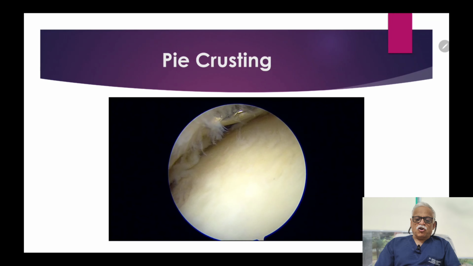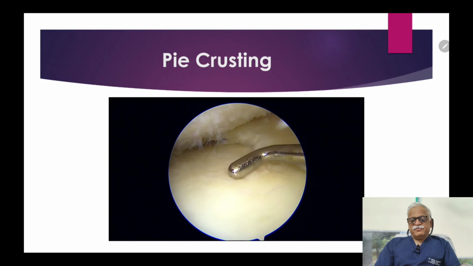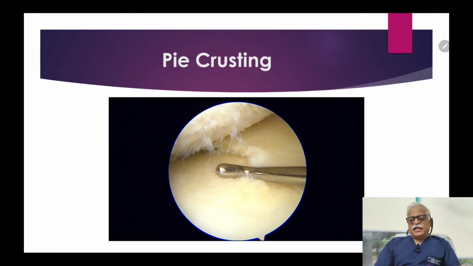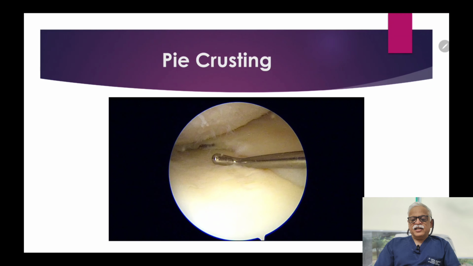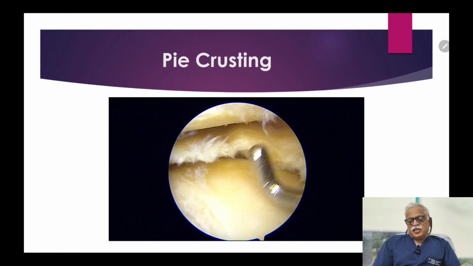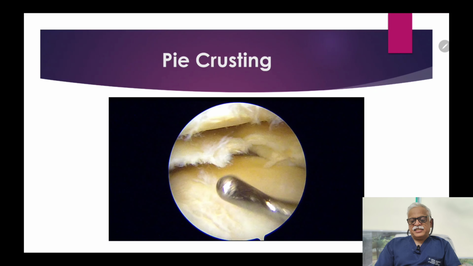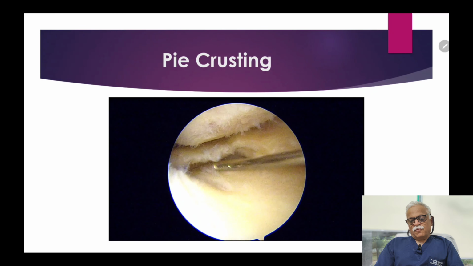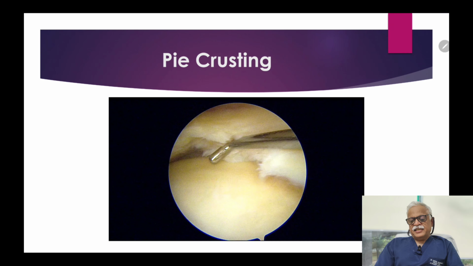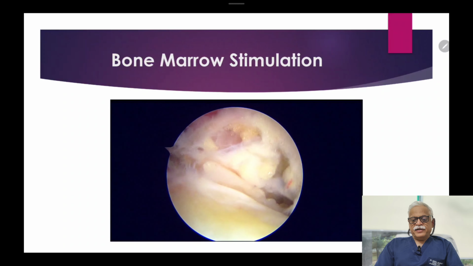approach the posterior horn of the medial meniscus, in which a needle is taken and gradually the MCL is lengthened under control. So this allows you to reach the posterior horn comfortably without damaging the articular cartilage. So pie crusting helps in treatment of meniscal repair, especially in a tight medial compartment.